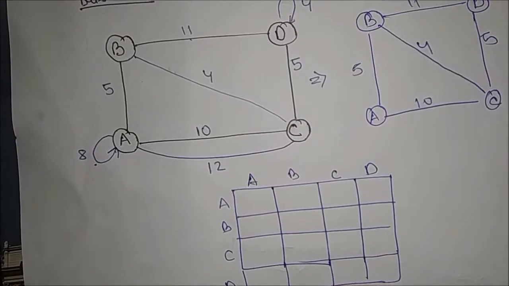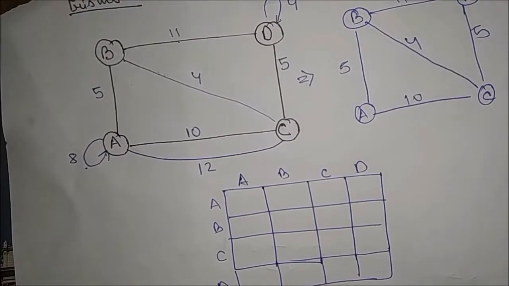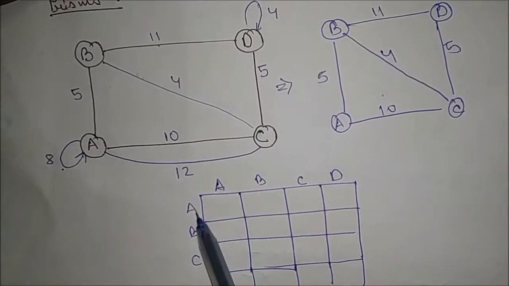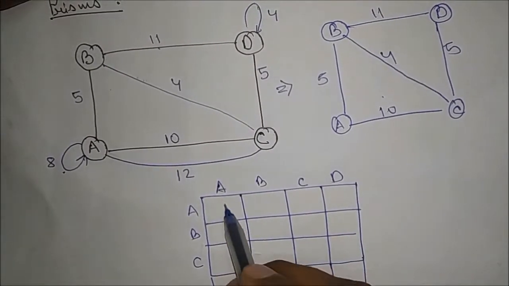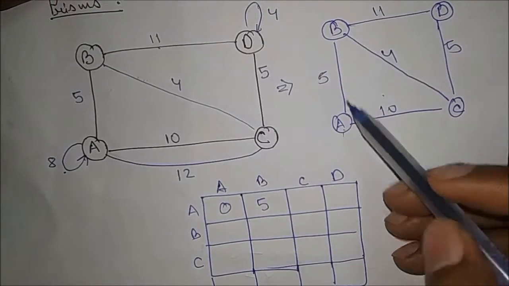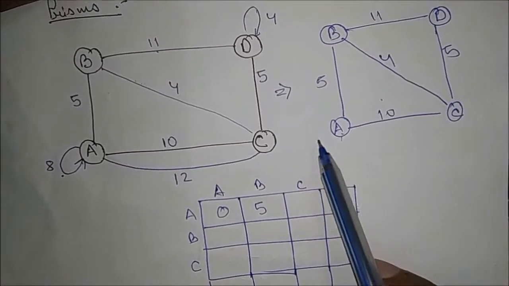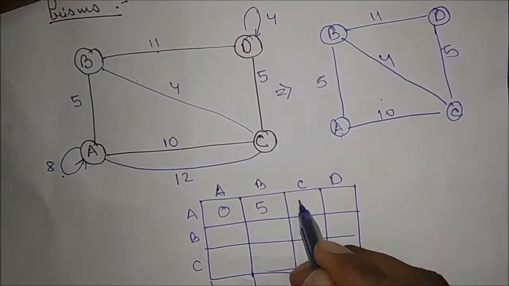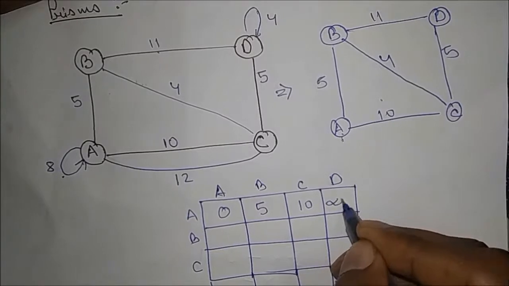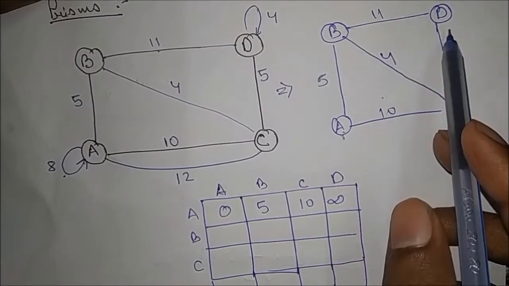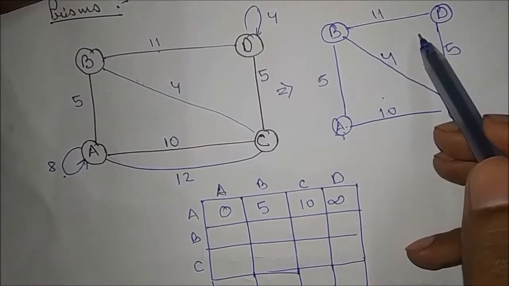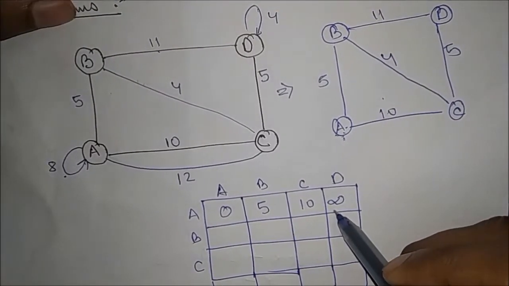Now what we have to do is find the distances and write them here. See, we have to follow this graph. From A to A nothing is given, so we write 0. From A to B the distance is 5. A to C distance is 10. A to D, nothing is there, so infinity. We cannot move from A to D directly, so the distance is infinity.